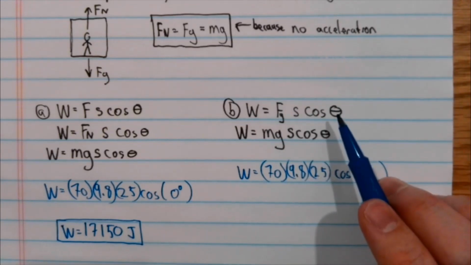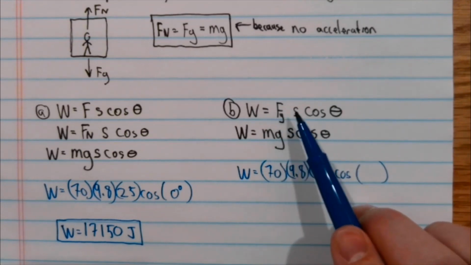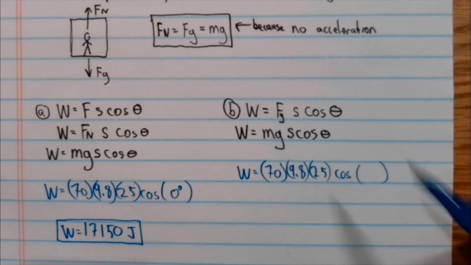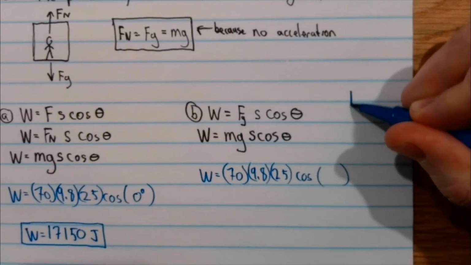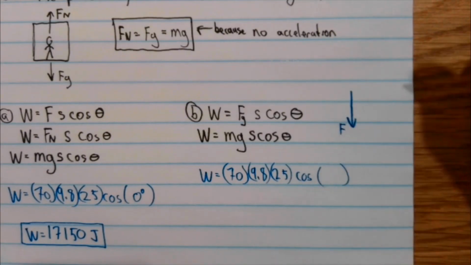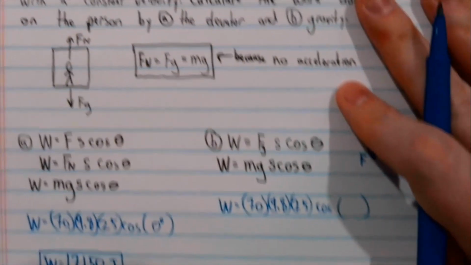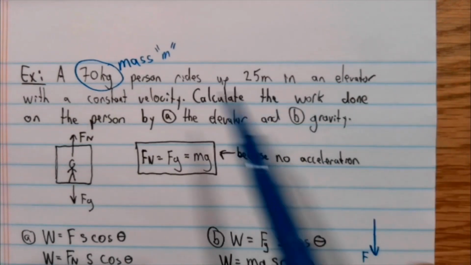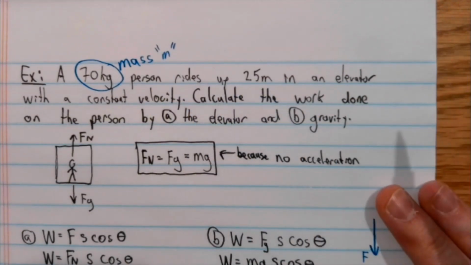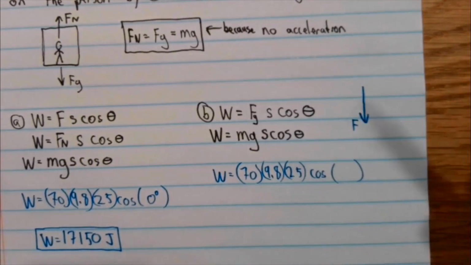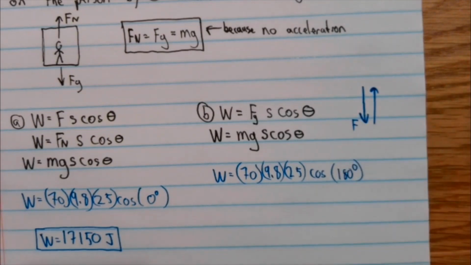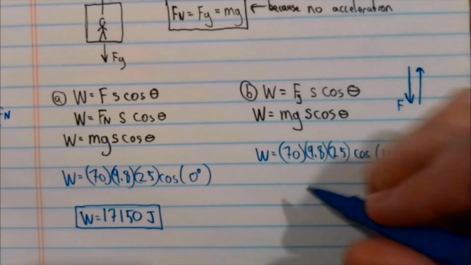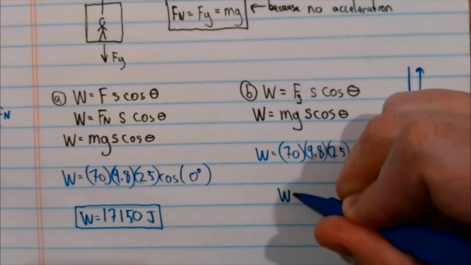What is the angle between gravity and displacement? What's the angle between gravity and displacement? Well, I'll draw them to figure it out. Gravity's like this, that's the force. What direction is the person moving? What's the displacement? Person rides up in an elevator. So the displacement is the same as part A. And that is a 180-degree shape. So we'll have the same answer, except it will be negative.